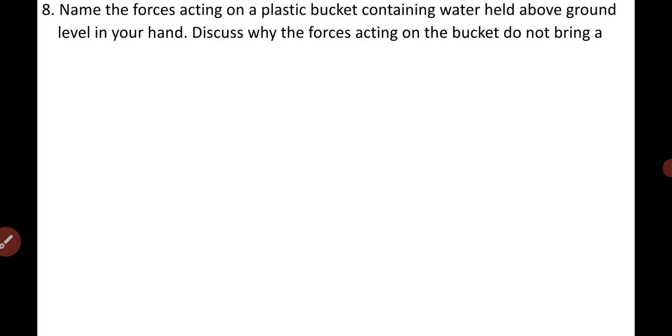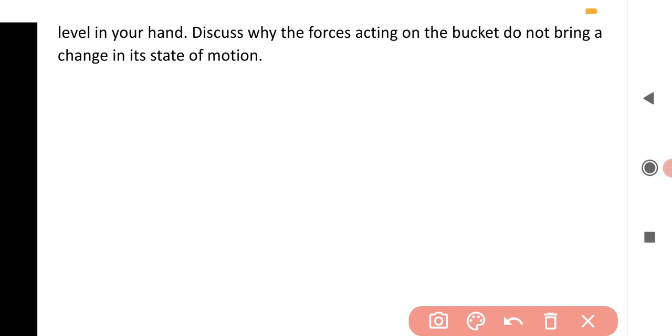Question number 8, you see: name the forces acting on a plastic bucket containing water held above the ground level in your hand. Discuss why the forces acting on the bucket do not bring a change in its state of motion. You have understood the question? You have to name the forces. Forces, it has been mentioned here.